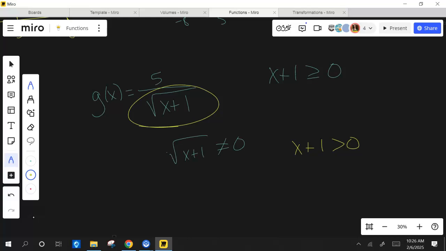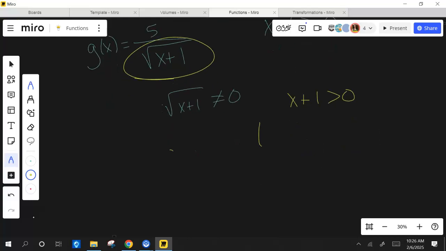Right. Well, what if it was x plus 2 in the bottom under a radical? So 5 over the square root of x plus 2. It's still the same, so x plus 2 would need to be bigger than 0. It can't be equal to 0. Why can't it be equal to 0? Because the denominator can't equal 0.